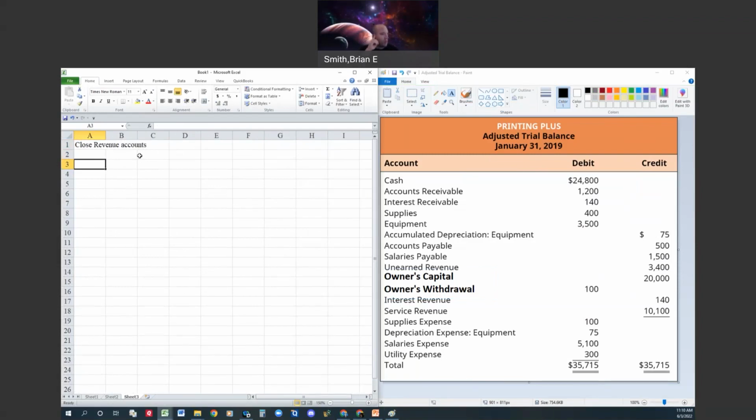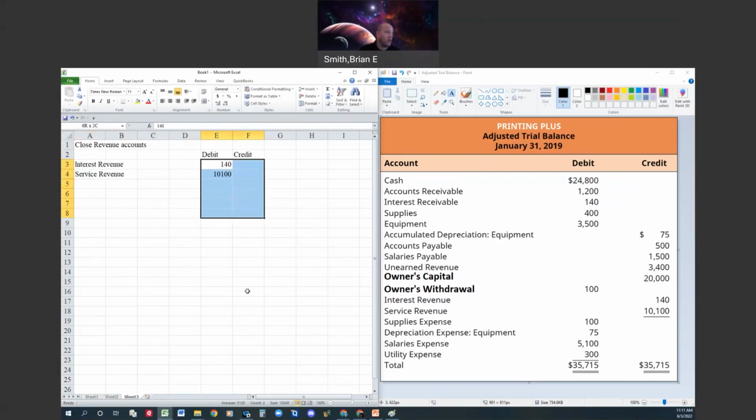And remember, our normal balance on our revenue accounts are listed here on the adjusted trial balance as credits. So in order to close them, we need to debit them with the same amount that's in them as a credit. So our interest revenue has a $140 credit. So we're going to debit our interest revenue for $140. And we're going to debit our service revenue for the same amount, $10,100.